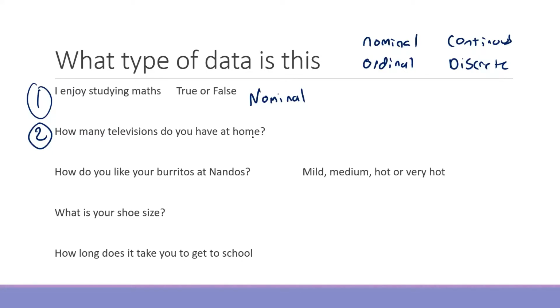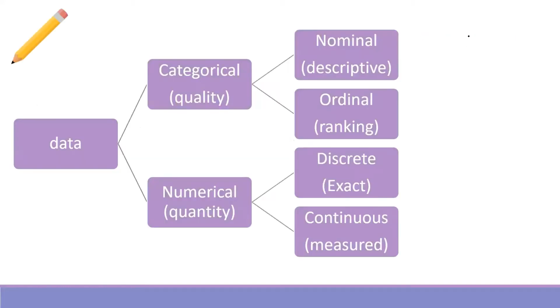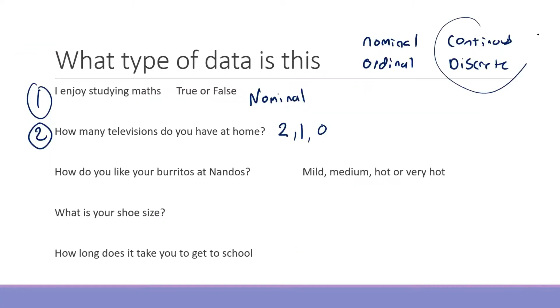Firstly, how many televisions? The answer would have to be a number, like 1, 2, whatever, maybe 0. Whatever it is, it has to be a number. So it's likely to be one of these two: continuous or discrete. In this case, we have to choose.